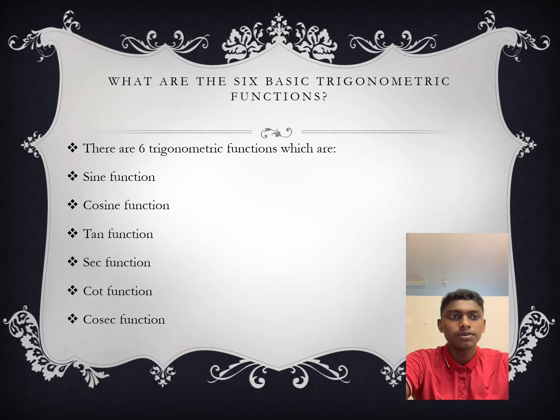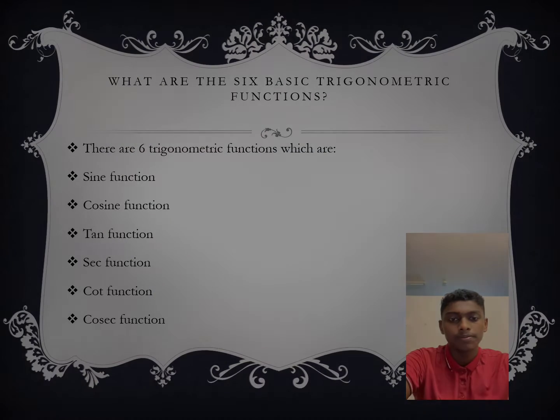What are the six basic trigonometry functions? There are six trigonometry functions which are sine function, cosine function, tan function, secant function, cotangent function, cosec function.